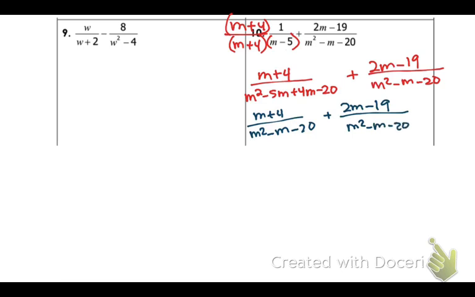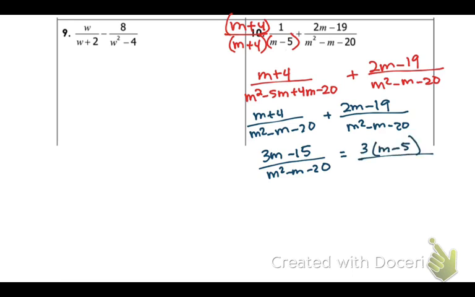So now let's combine like terms. m plus 2m is 3m. 4 plus negative 19 is negative 15, all over m squared minus m minus 20. I'm going to factor out a 3.